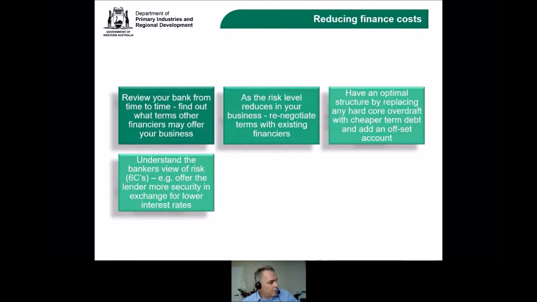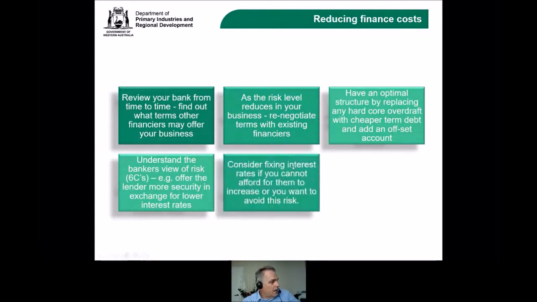We did talk about fixed rates before, and this is about managing the risk of interest rates going up. I do have a personal view on interest rates, that is, I've never fixed one, primarily because I could usually cope with a change in interest rates. People tend to fix interest rates for the wrong reason.